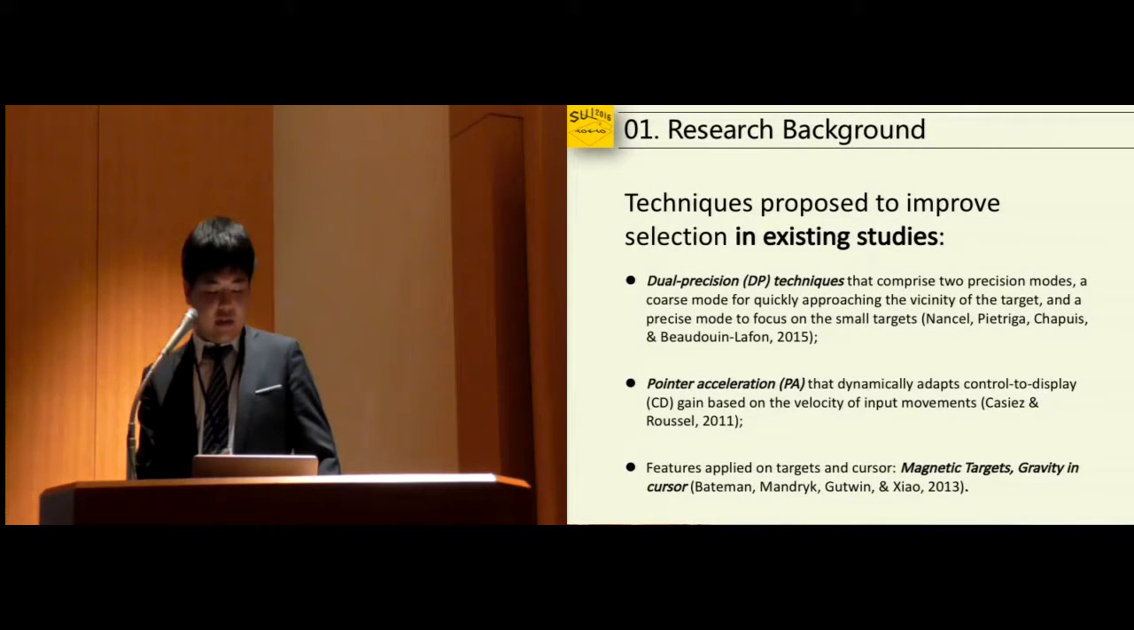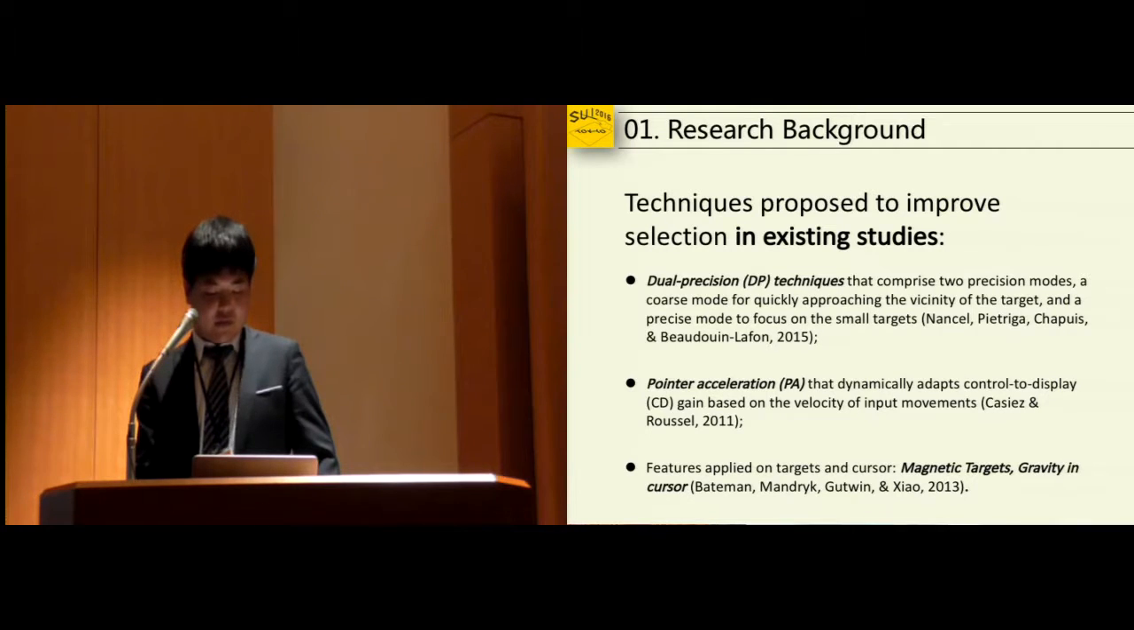To address the efficiency and accuracy problems, the technologies and techniques proposed in earlier research are mainly of 3 types: the dual precision techniques, pointer acceleration, and features applied on the target and the cursor. The dual precision techniques refer to 2 precision modes: the coarse mode and the precise mode. Users use the coarse mode for quickly approaching the target, while the precise mode is for precisely focusing on the target.